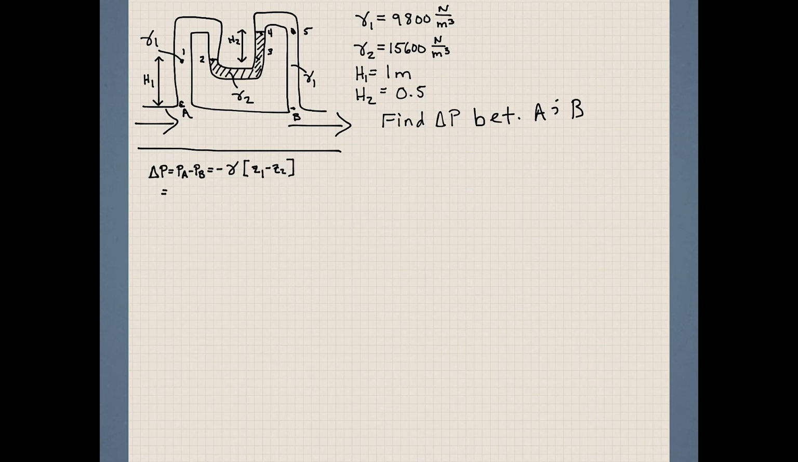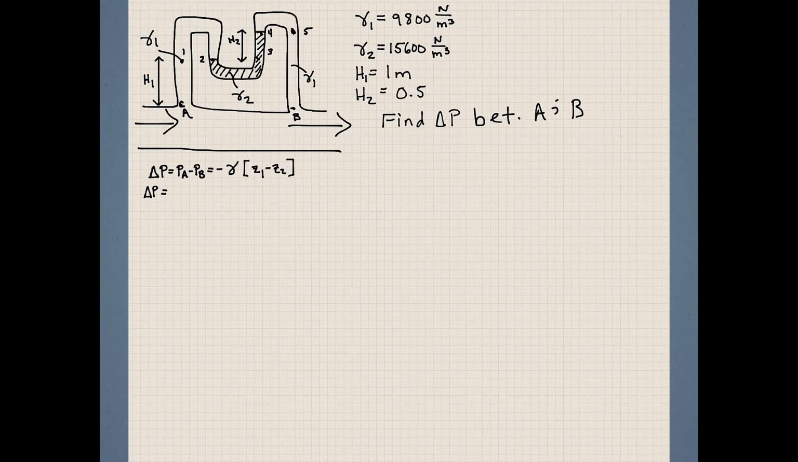All right, so delta P. So let's look at this. We have some fluid. It looks like this is water. The specific weight is given to us for both of these fluids. So we're going to start at point A.